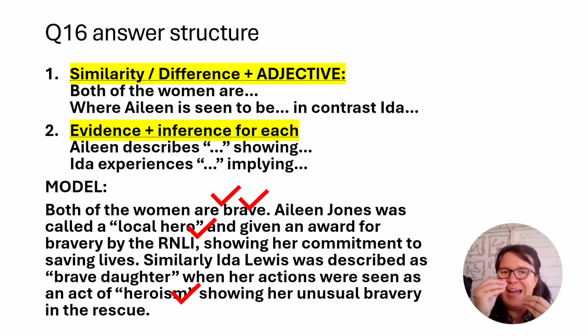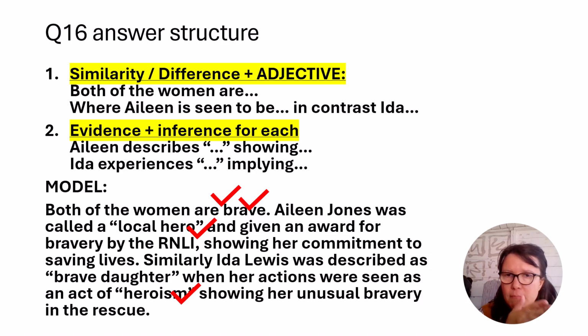Each time you use an accurate adjective, you get your impression mark. Then you're finding your evidence to support each one. So you're taking your evidence from the first text and your evidence from the second text to support whatever it is that your impression is, and you're doing your simple inference.